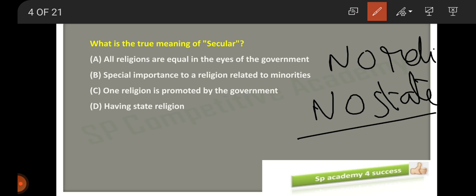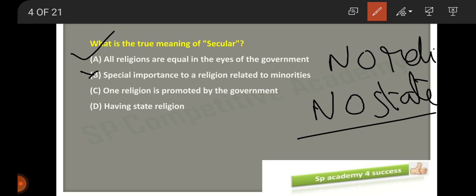Now see the options and select the correct answer. All religions are equal in the eyes of the government. Yes, this statement is right. But still, let's see the other options. Special importance to the religion related to minorities. No, we won't provide any special importance to any particular religion. All the religions are treated equally and respected equally in India. So this statement is wrong.